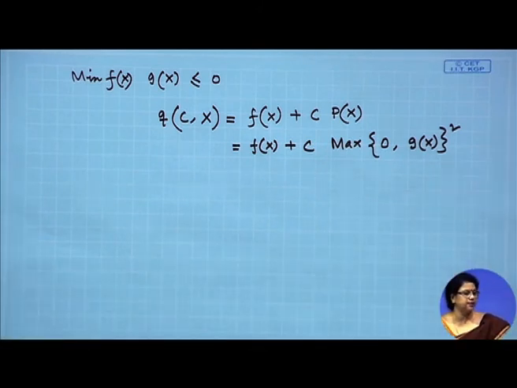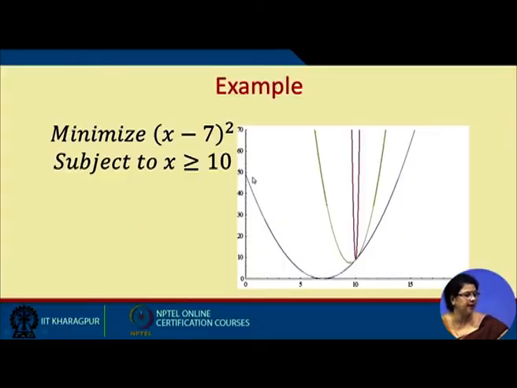If we look at a lower value of c, this blue colored graph is the graph, and if I find the minimum, here is the minimum. For a higher value of c than the previous one, this is the gray colored graph, and the minimum is coming here. As the value of c is increasing, we will see the minimum is converging to x equal to 10.